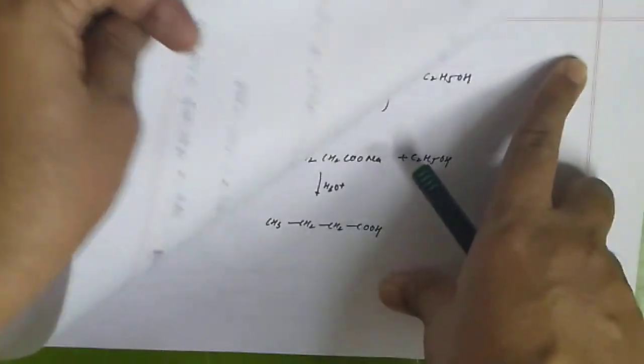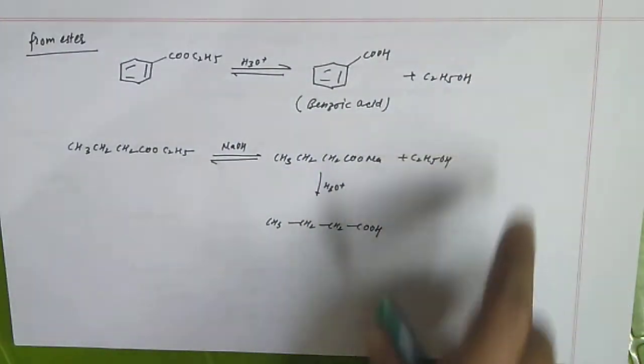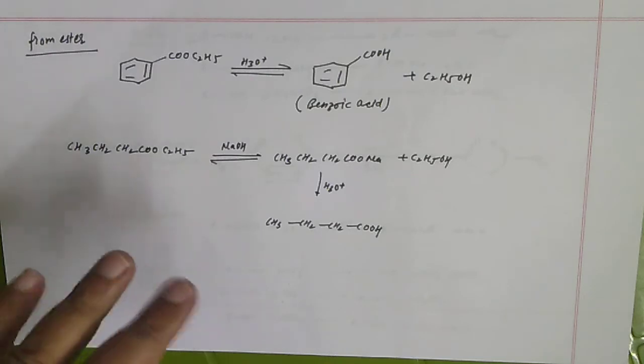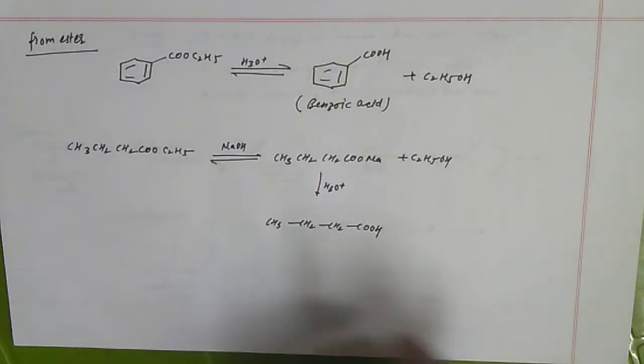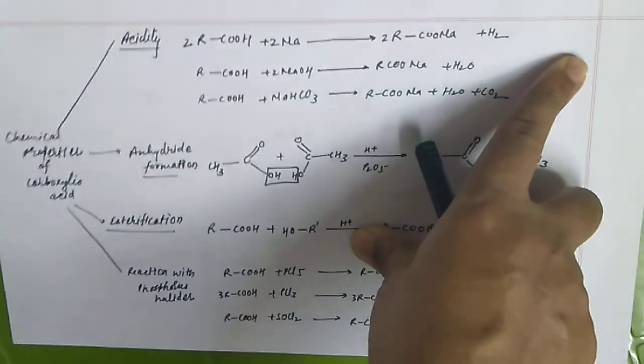Now the next method is preparation from ester. Hydrolysis of the ester will give alcohol and carboxylic acid. This is the reverse reaction of the esterification reaction. And next, if you heat any ester with a base, it also gives the carboxylic acid. Now let us move to the chemical properties.